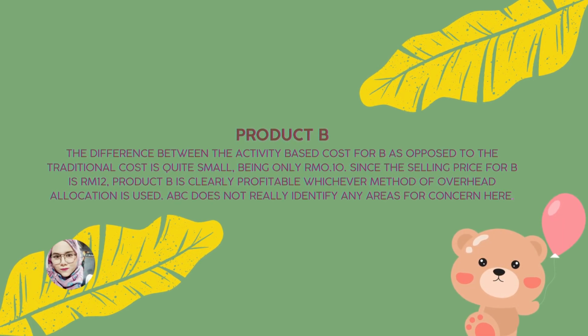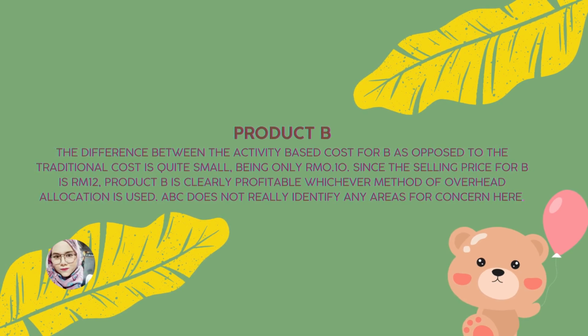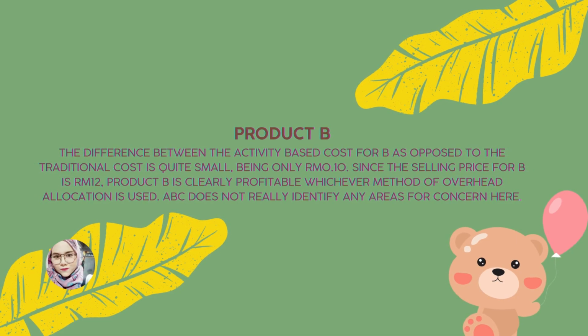Product B. The difference between the activity-based cost for product B as opposed to the traditional cost is quite small, being only 10 cents, since the selling price for product B is RM12. Product B is very clearly profitable whichever method of overhead allocation is used. ABC doesn't really identify any area for concern here.